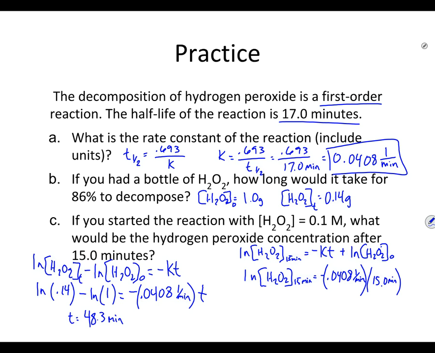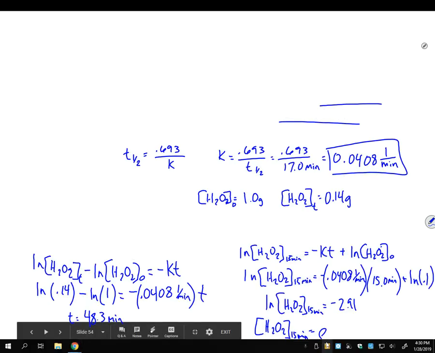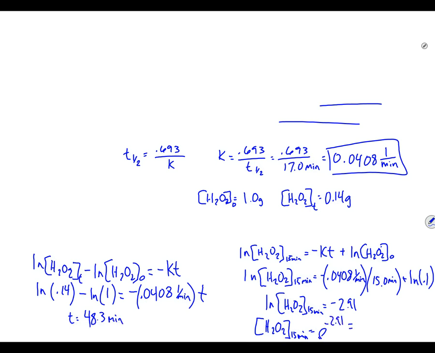So we've almost gotten to 1 half-life, but not quite. So ln of 0.1. All right, and so what I end up with is the natural log of the hydrogen peroxide at 15 minutes is going to be equal to negative 2.91. And then we exponentiate to get rid of the natural log, and I get 0.0542 molar.